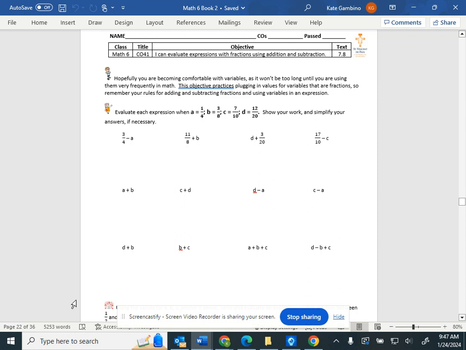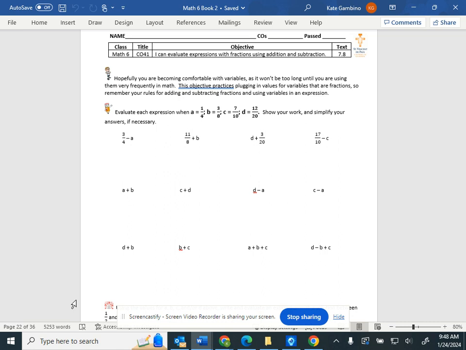Morning. Today we are continuing on with our Unit 5 and we are doing CO41. I can evaluate expressions with fractions using addition and subtraction. So we saw in the last objective we had to brush up on our multiplying and dividing with negative numbers. Now we need to refresh our memory on how we add and subtract fractions. So we're tying in our variables with those fractions. So we need to remember our rules of adding and subtracting fractions.